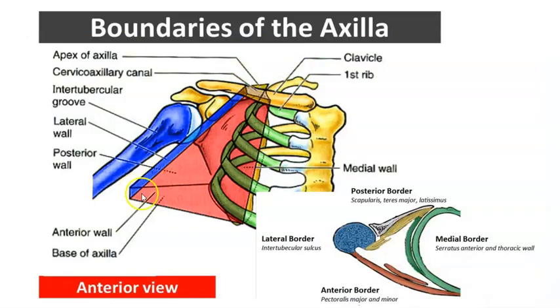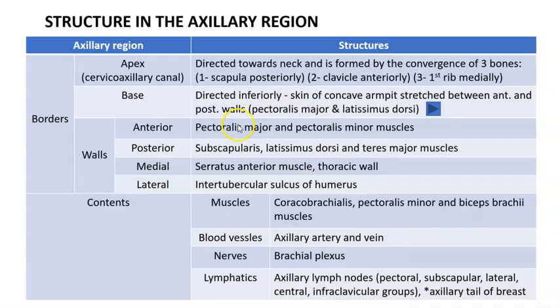Okay, this is what I mean by cervical axillary canal. Why cervical axillary canal? Because it involves axilla and cervical region here, whereby you can see that the apex of the canal is surrounded anteriorly by clavicle, medially by first rib, and posteriorly by scapula. Okay, and the base is directed inferiorly, skin of concave armpit. Basically, we can say that the base is ketiak.